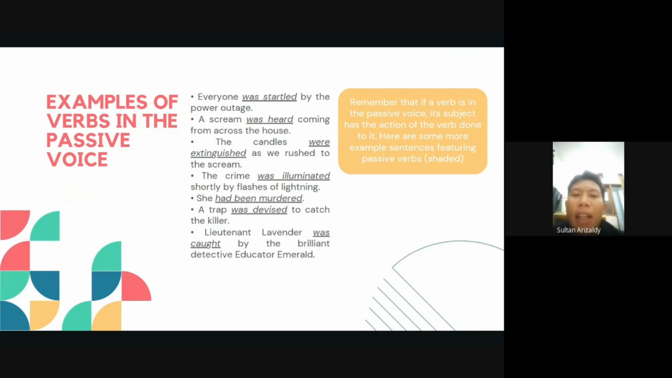5. She had been murdered. 6. A trap was devised to catch the killer. 7. Lieutenant Lavender was shocked by the brilliant detective Inspector Emerald. Remember that if a verb is in the passive voice, its subject has the action of the verb done to it. Here are some more example sentences featuring passive verbs.